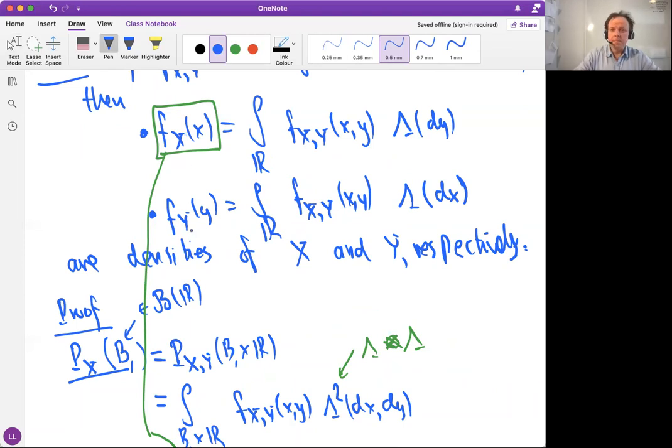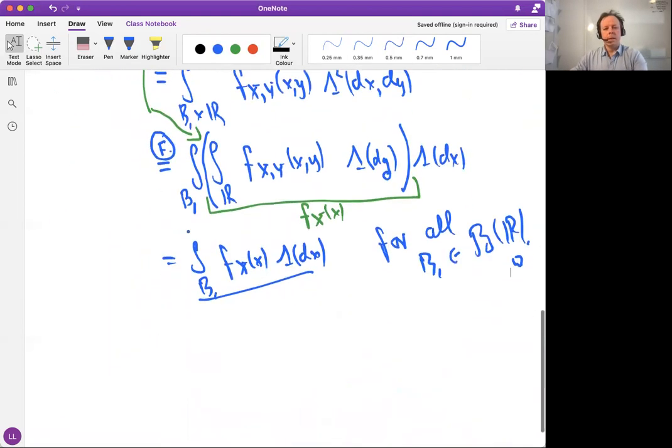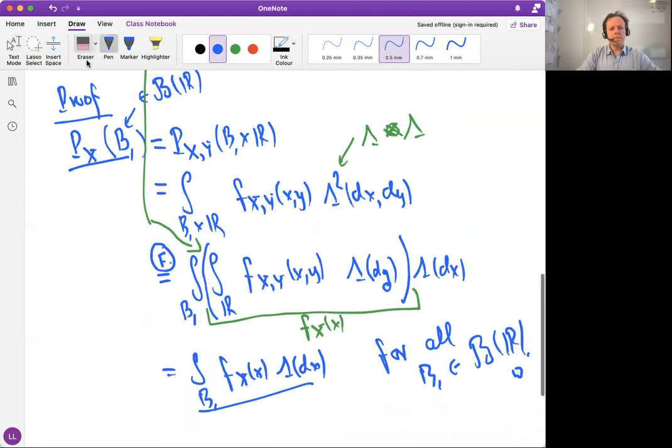The second case is just symmetry. Do you have questions about this one?